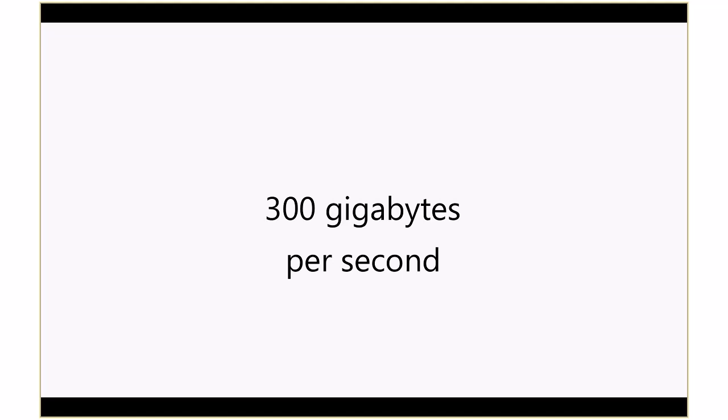It's actually so much data that CERN can't even keep it all. So they put in hardware filters and they get only about 300 megabytes of those 300 gigabytes that they actually persist to storage, because it's just too much. But anyway, it generates 300 gigabytes of raw data per second.